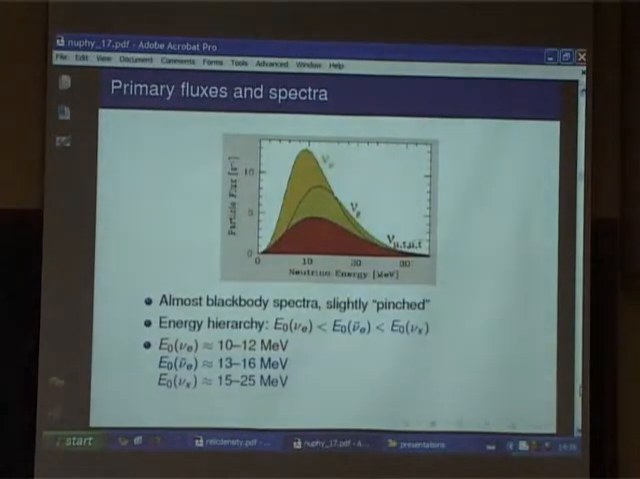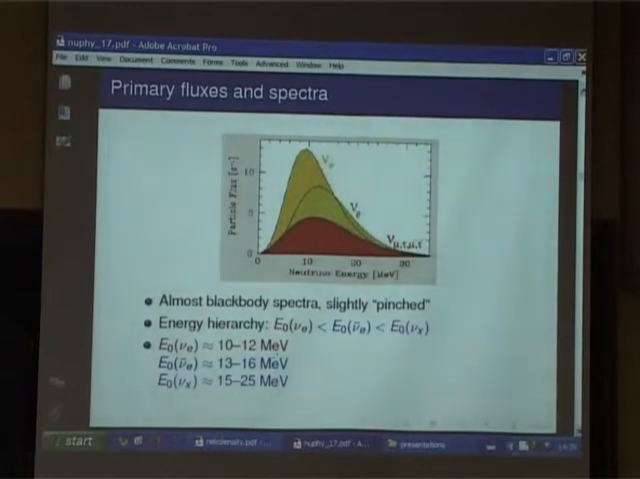So these are the numbers that you should keep in mind. The average energy of nu e will be about 10 to 12 MeV. nu e bar will be about 13 to 16 MeV. And nu x will be between 15 and 25. So this is somewhat increasing order. And the ratio of luminosity is not very well known. It's possible that the number of nu e coming out is half those of nu x. It's possible that the number of nu e coming out is twice those of nu x.